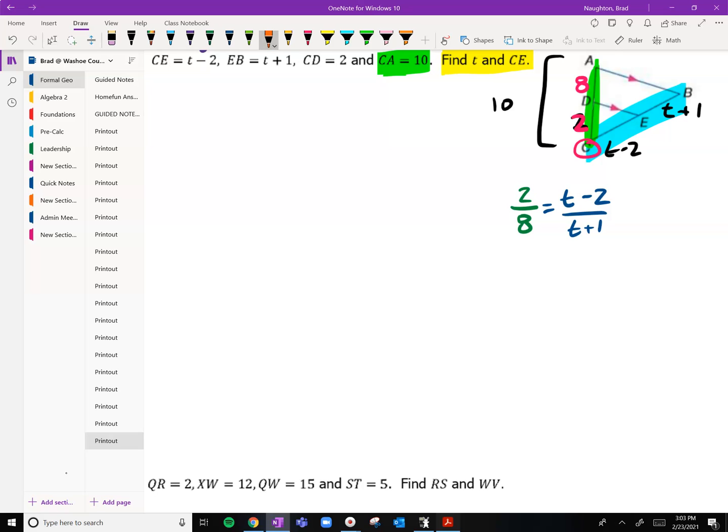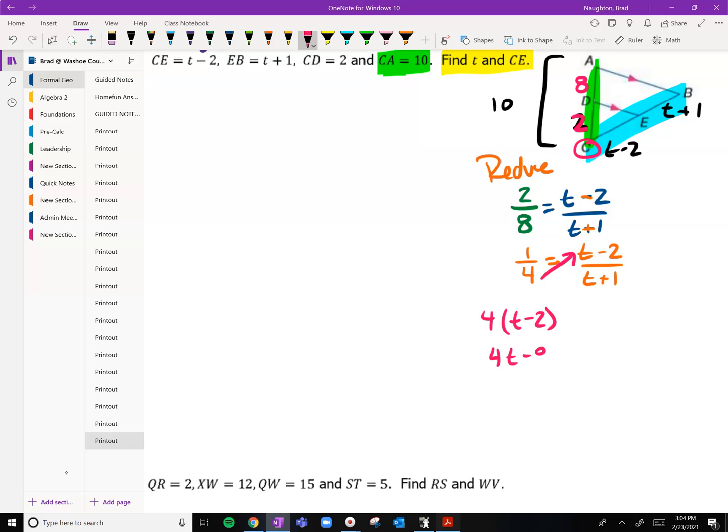Now, because these are binomials, as in 2 terms with a minus or a plus in between, you can't cancel out like that, okay? But I can reduce on this side over here. So 1 over 4 is equal to t minus 2 over t plus 1. Cross multiply here, 4t minus 8. How did we get that? I skipped some steps, so let's check.